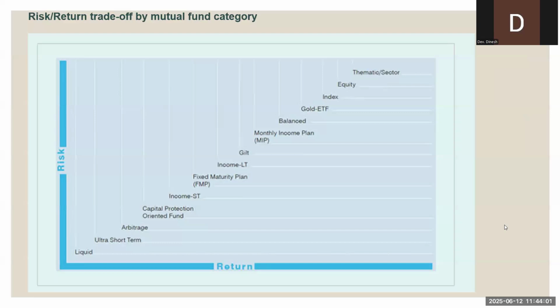Equity is like stock market investing, which can be invested across the stocks which are available. Thematic and sector oriented funds. There are several sector oriented funds like pharma fund, FMCG fund, airlines fund. There are several other funds.